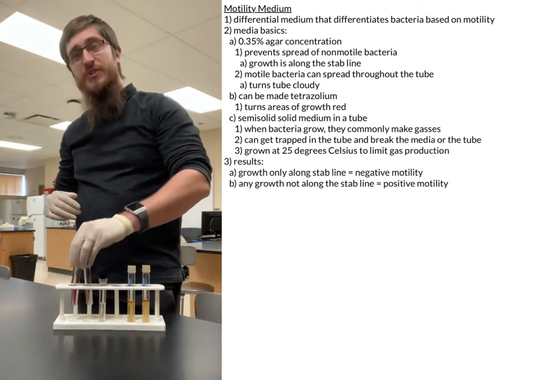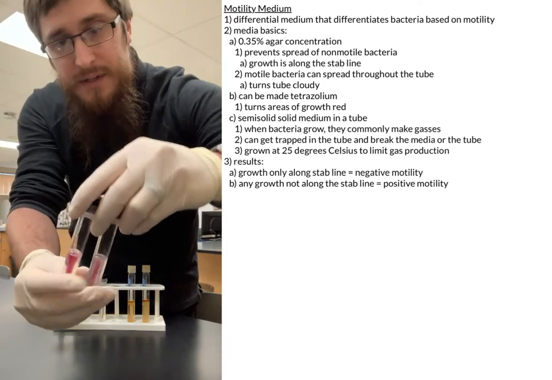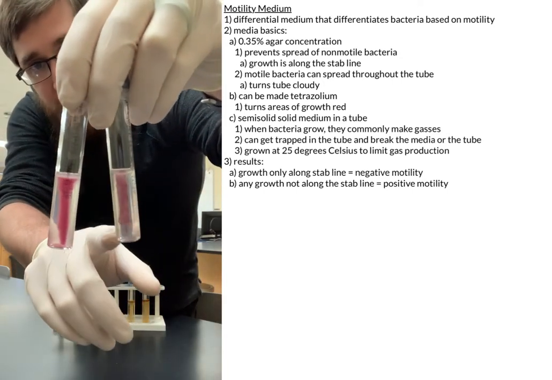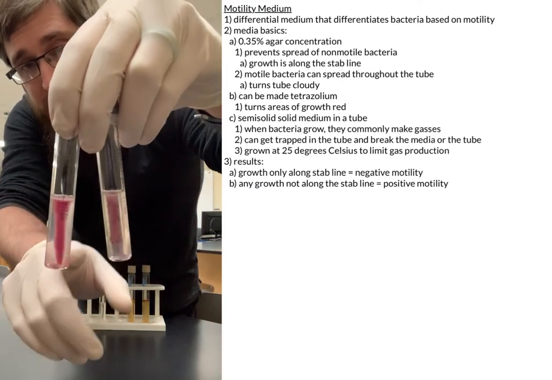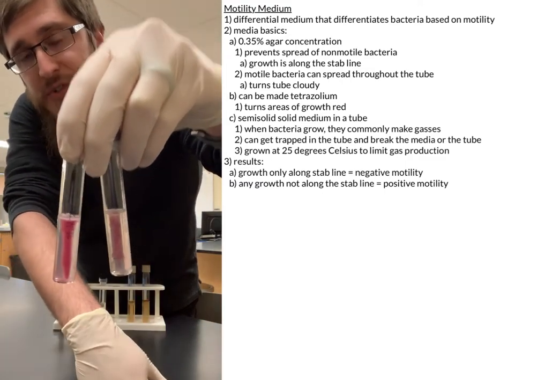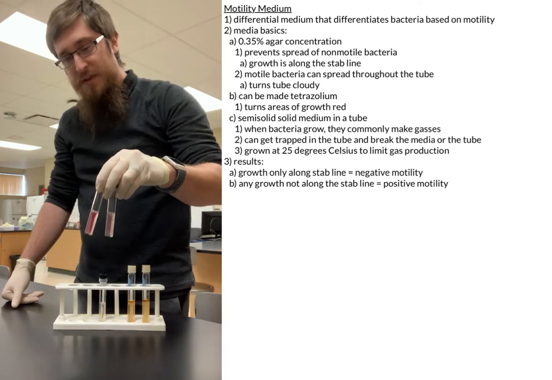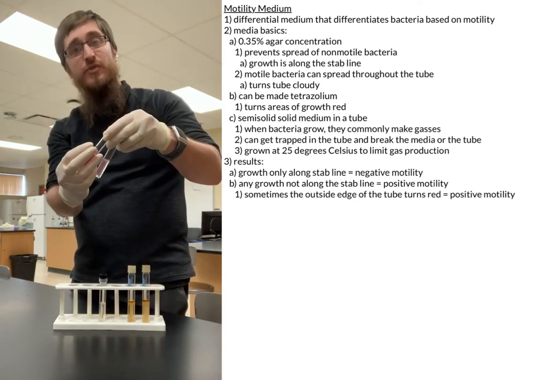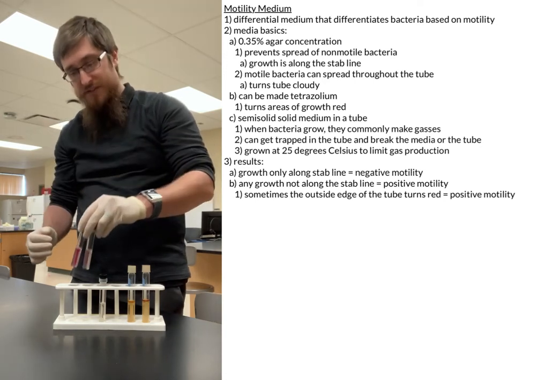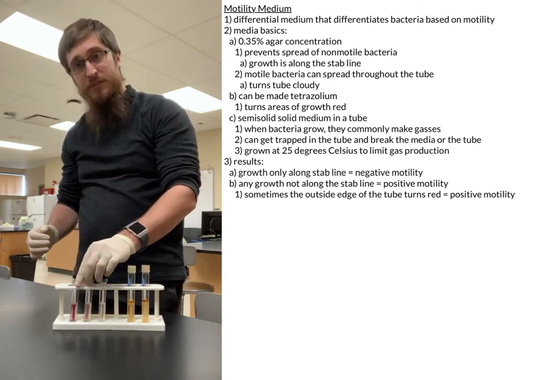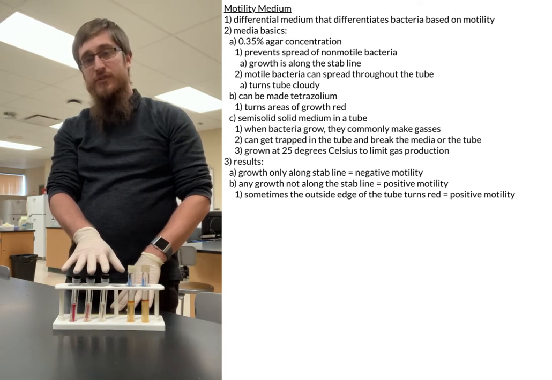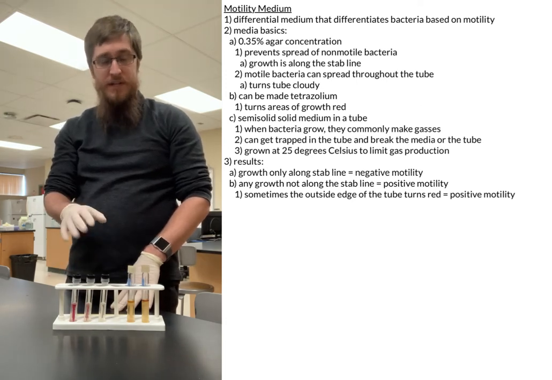But any deviation away from the stab line, kind of like in these guys here, so even if it's just this little bit of deviation or this very well-defined positive result here, any deviation is going to be a positive result. You might sometimes even see that just the outside edge of the tube starts getting really, really red as well. That's also going to be an indication of a positive result. Now, these three tubes here were made with the tetrazolium, which is why they're looking really red.